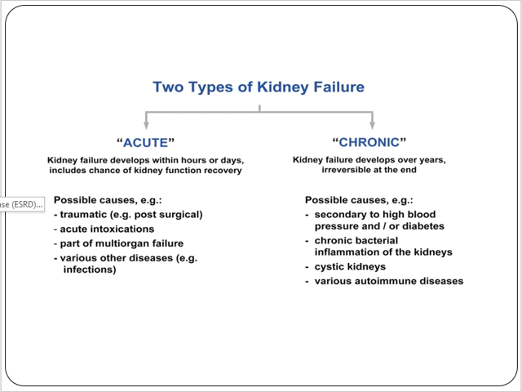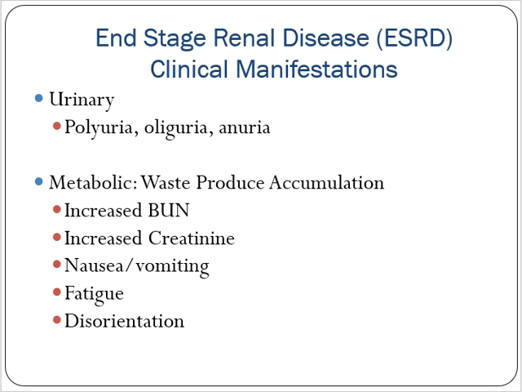Over time, as we have chronic kidney disease, eventually we may lead ourselves into end-stage renal disease. The clinical manifestations for this patient would include polyuria, leading to oliguria, which is less than 30 cc's, and anuria, which is no urine. Metabolic waste product accumulation occurs. Our BUN and creatinine get even worse. We start to experience more and more nausea and vomiting, fatigue, and disorientation.